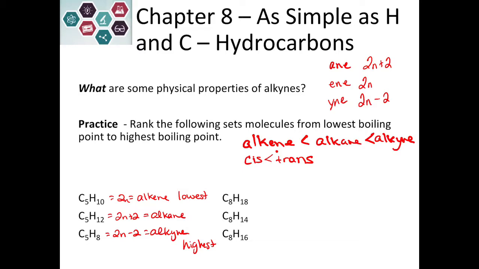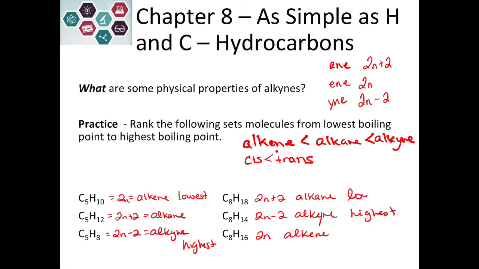All right, 8 to 18 is 2N plus 2, so that's the alkane. 8 to 14 is 2N minus 2, that's the alkyne. 8 to 16 is 2N, so that's the alkene. So we have the highest and lowest.